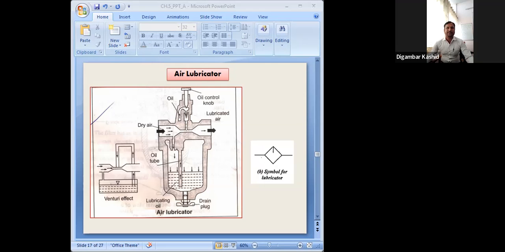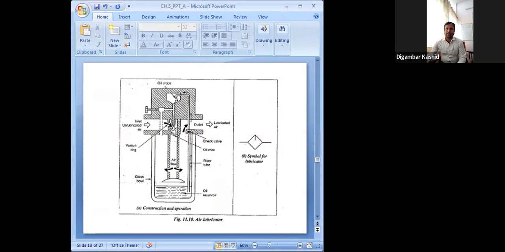You can see this air lubricator's operation is similar to the principle of a simple carburetor, which is used in the petrol engine to obtain the air-fuel mixture. The same function is there. With the help of this figure I will explain.